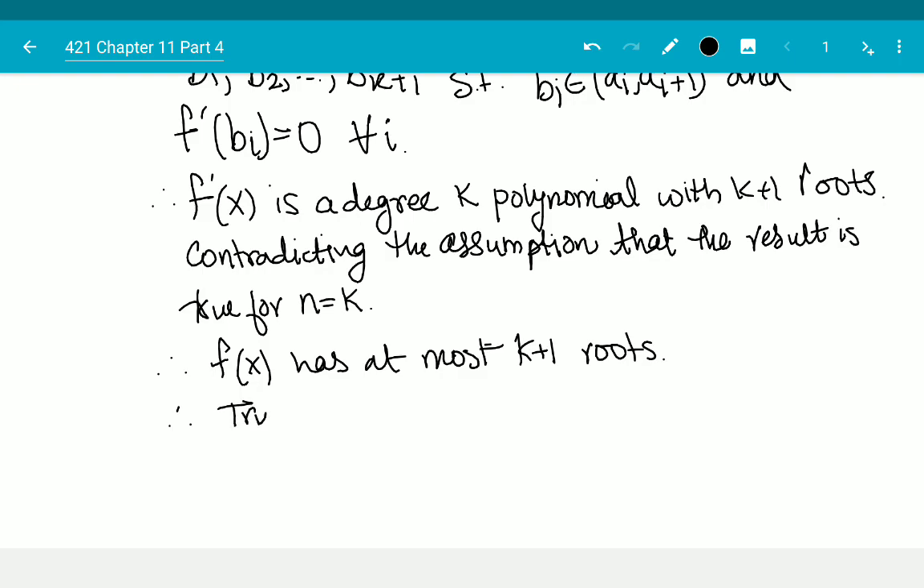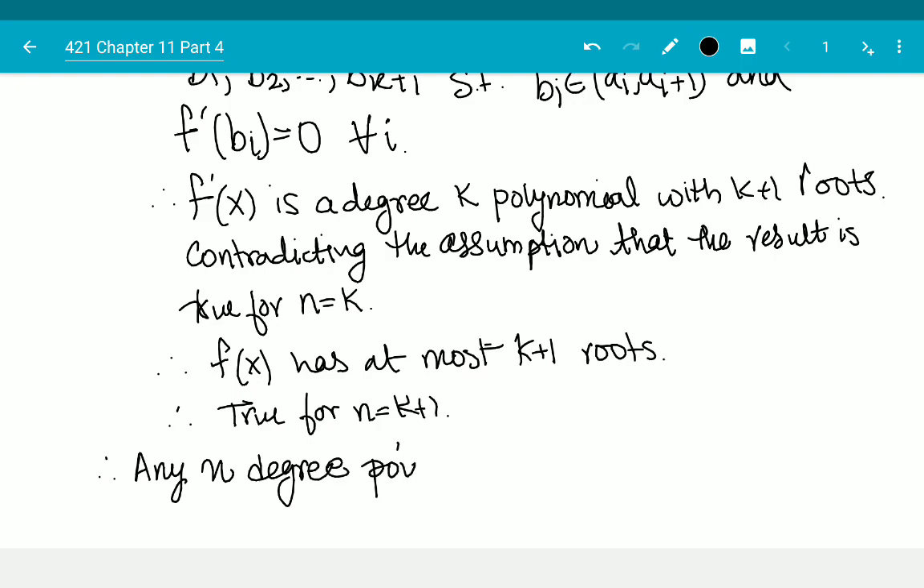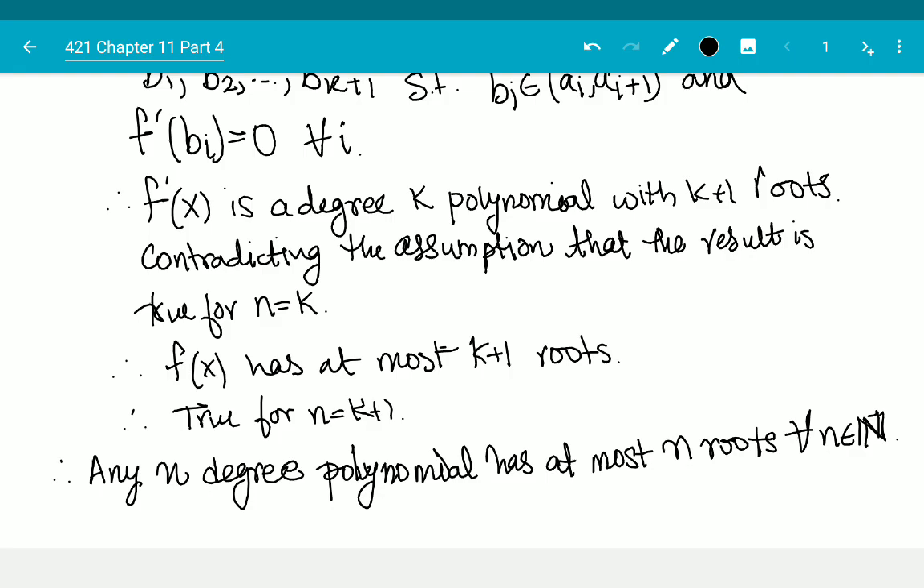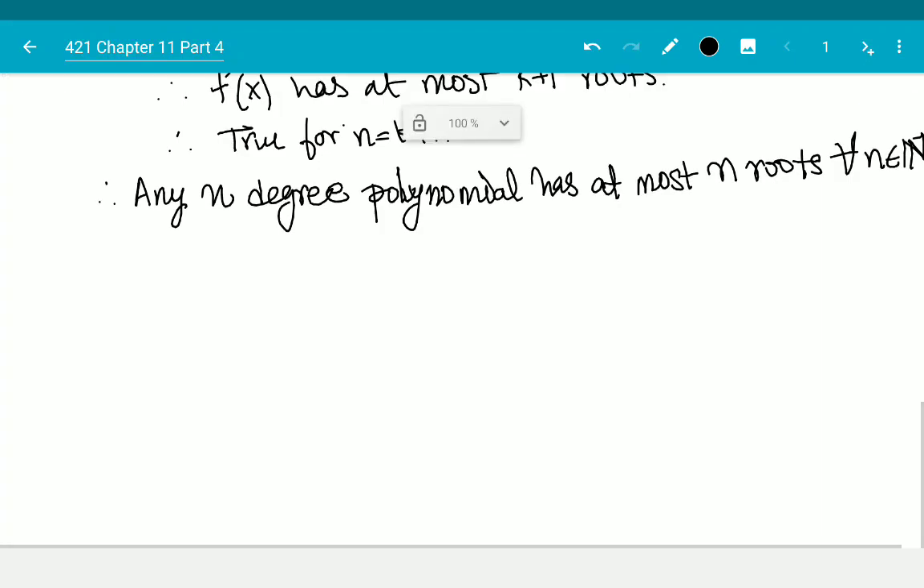Therefore, true for n is equal to k plus 1, and therefore the result has to be true for every n. Therefore, any degree n polynomial has at most n roots for every n in the naturals. Okay, so that's my first example using Rolle's theorem.